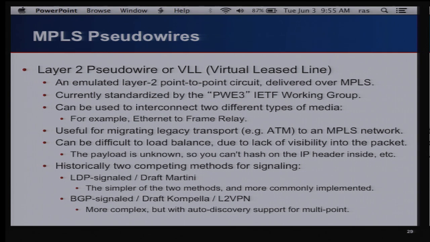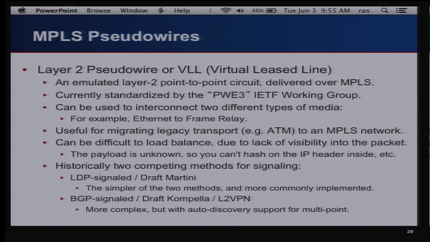And then if you look at the way that these are signaled, there are 2 different ways that you can go about signaling a layer 2 pseudowire. The first method, probably the more common method, is the LDP signaled one. It was called Draft Martini originally. It was the simpler, more commonly implemented method. And then there's also a BGP signaled one, Draft Kompella L2 VPN.